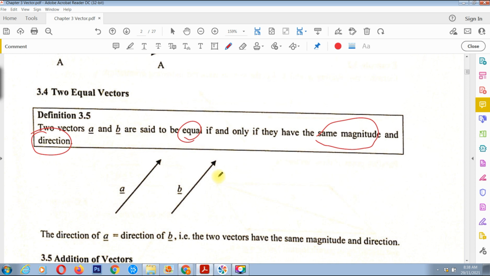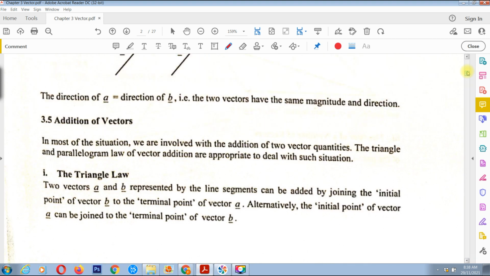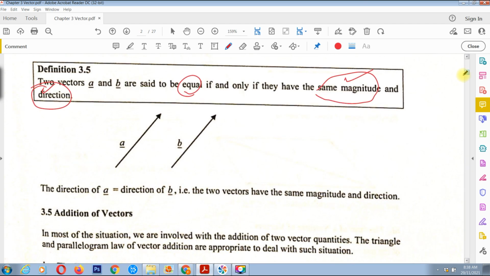If I have a vector A here, and then I have B here, with the same magnitude and same direction, it is the same vector, because only the position is different. We usually call it parallel. As long as it is parallel to A, this is the equal vector. Make sure the same magnitude and same direction.